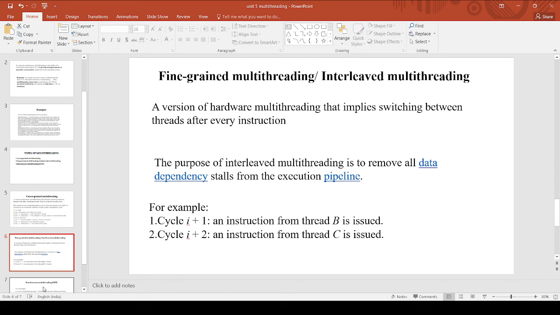Next type, fine-grained multithreading or interleaved multithreading. For example, consider two independent threads, thread B and C, executed simultaneously. In clock cycle I plus 1, an instruction from thread B is executed, and in clock cycle I plus 2, an instruction from thread C is executed. In the next clock cycle I plus 3, an instruction from thread B is executed, and in clock cycle I plus 4, an instruction from thread C is executed. So the instructions from threads B and C are executed in alternate clock cycles.